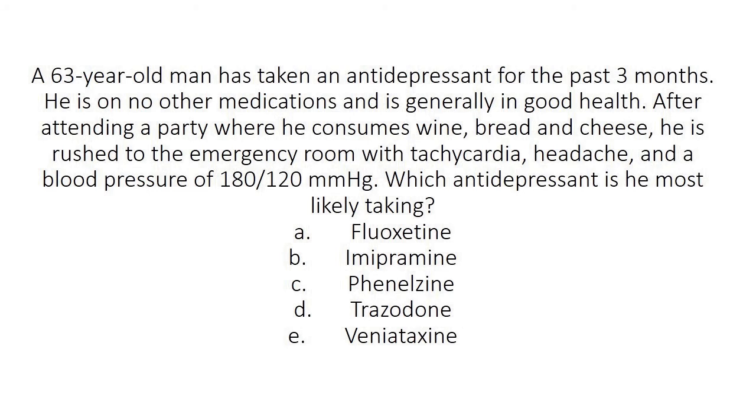And we have a few options. Notice how he was attending a party where he consumed wine and cheese, plus his symptoms with tachycardia, headache, and high blood pressure. He's having a hypertensive crisis, which is caused by a combination of MAO inhibitors and tyramine-containing food. So the answer is phenelzine because it's a MAO inhibitor.